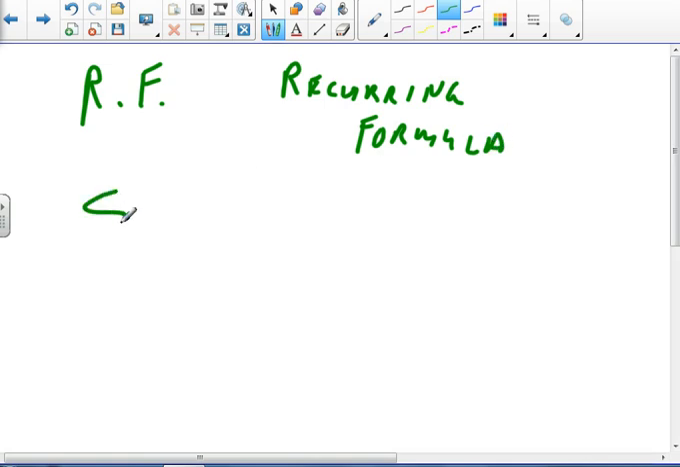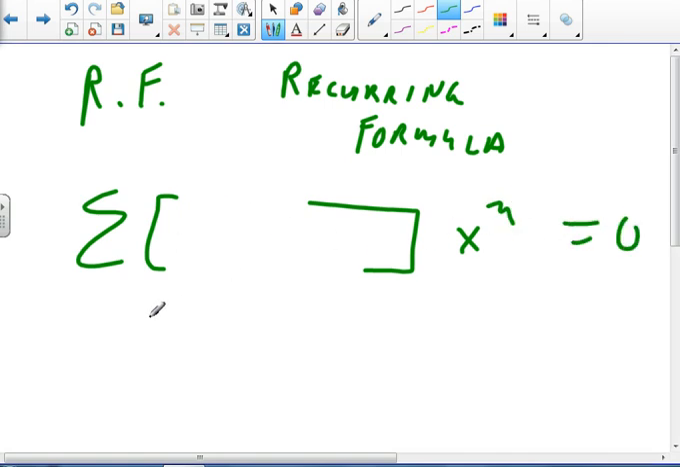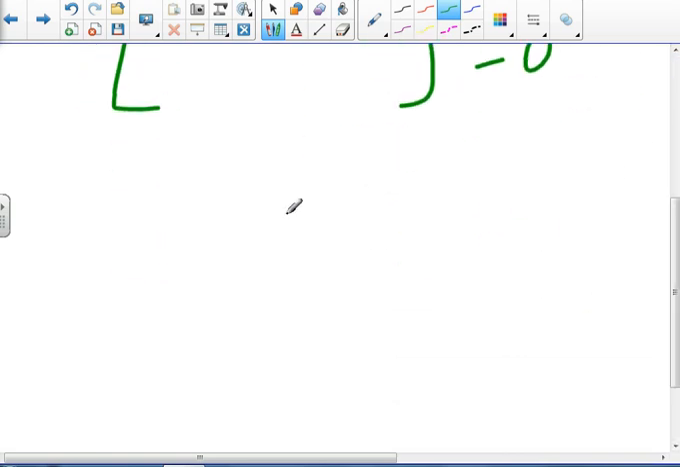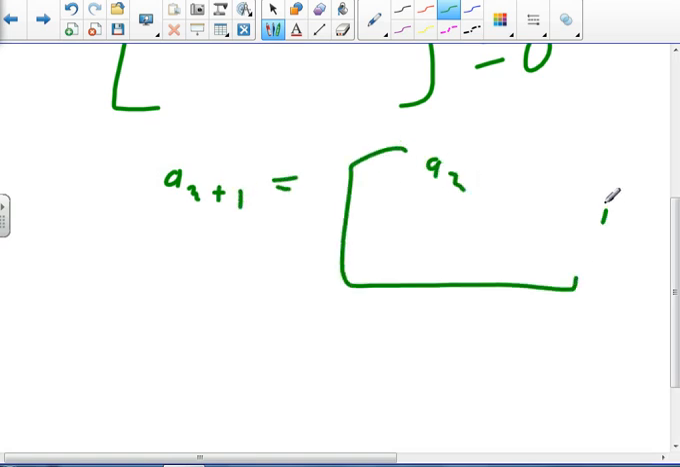So when I have the summation of something times x to the n equal to 0, that something, whatever it is, has to equal 0. And when I solve that something for a n plus 1, it is equal to a n times something. That would be my recurrence formula where I get my coefficients. So that's how I'm getting my a's. a0 is arbitrary, but that's where I'm getting my a1, my a2, my a3.